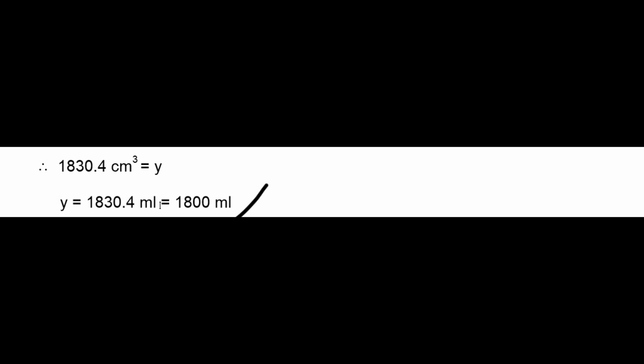But we are asked to leave this answer to the nearest 100 milliliter. So if we do that, this is our unit, this is our 10, and this is what? Our 100. So we found out that this 10 is not up to 5. So we'll round down. If we round down, we have 1800 milliliter. So that's the answer. That is the capacity of that cup.